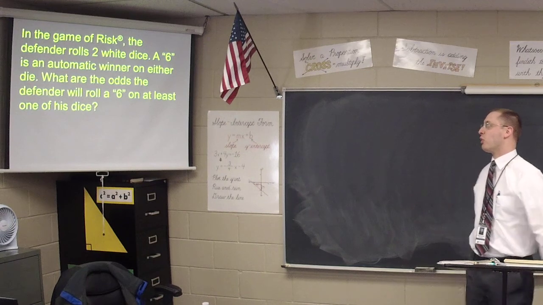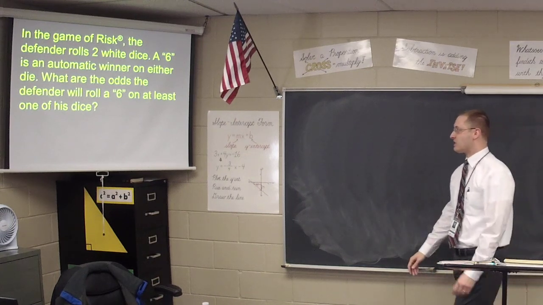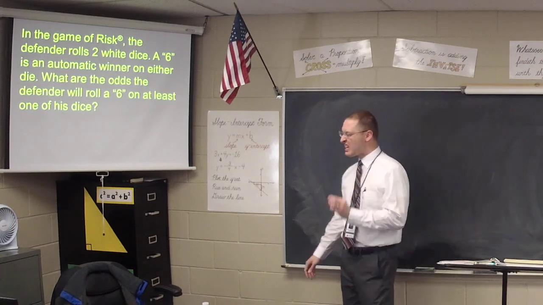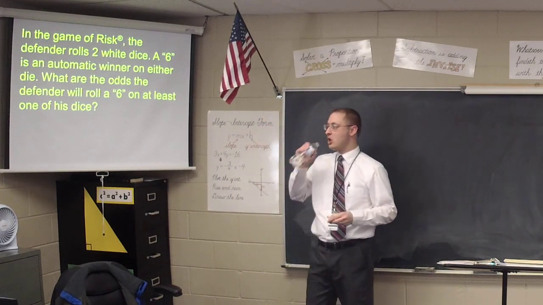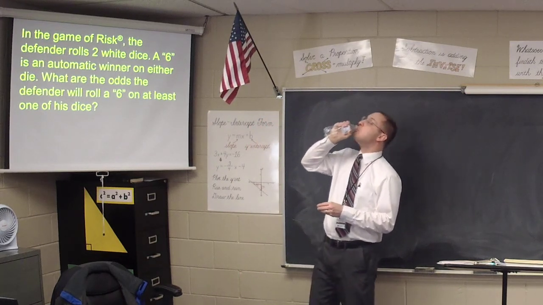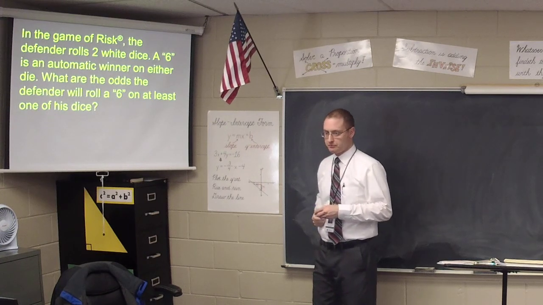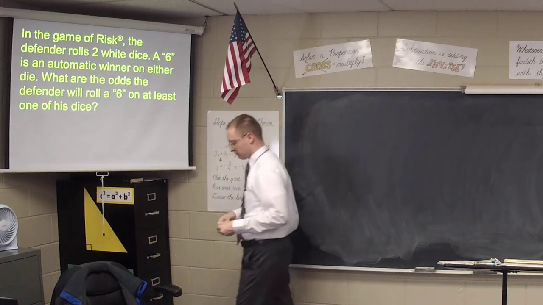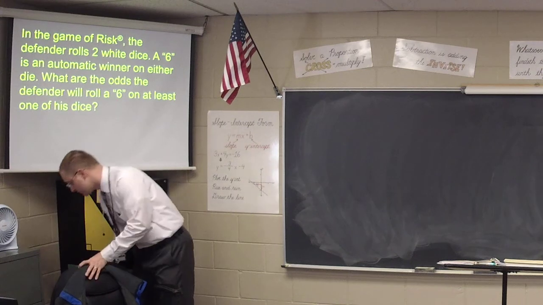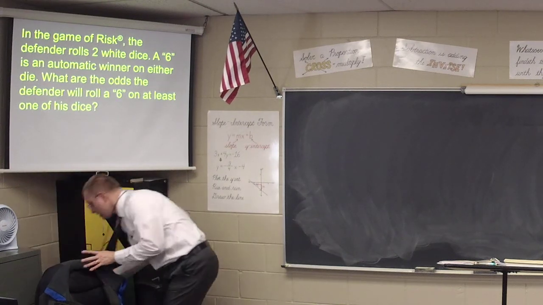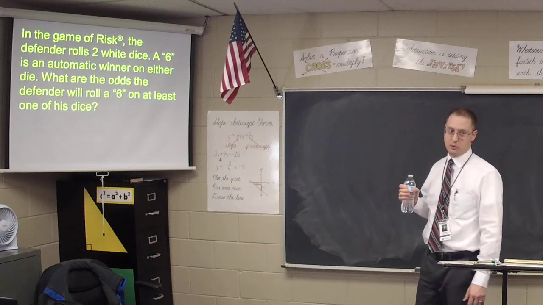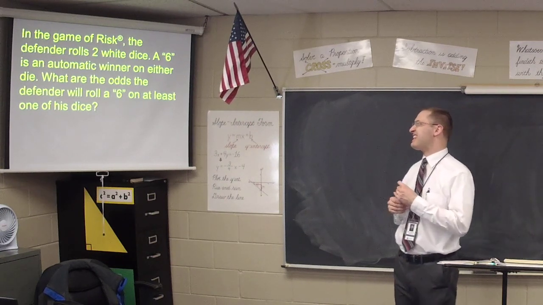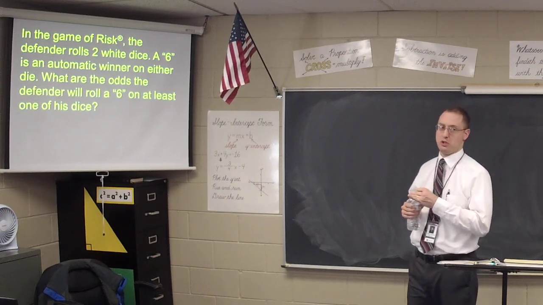So at your seats, do the whole process here. Find the odds that the defender will roll at least a single 6 when the time comes. As a defender, you really want a 6. Make the other guy lose. What are the odds that you get at least one 6 when you roll?